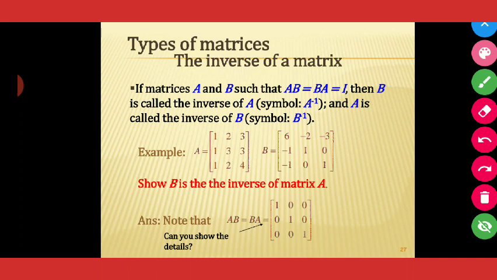Now take an example. Here matrices A and B are given. Now on multiplying A and B, multiplication already discussed in first video. If you calculate AB and BA, both give identity matrix. In this case, A and B are inverse of each other.